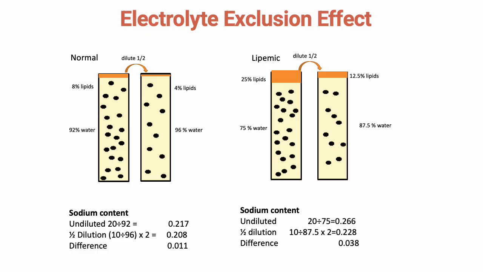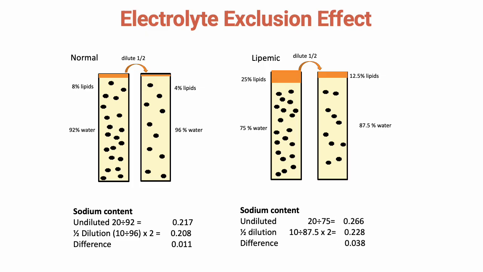So the concentration of sodium is 20 divided by 92. This equals 0.217. When the normal plasma is diluted 1 in 2, the figure on the right, the result is 10 sodium ions in 96 microliters. The concentration is 0.104. If we multiply that diluted concentration by 2, the dilution factor, we get a concentration of 0.208. This is only slightly different from the undiluted value.